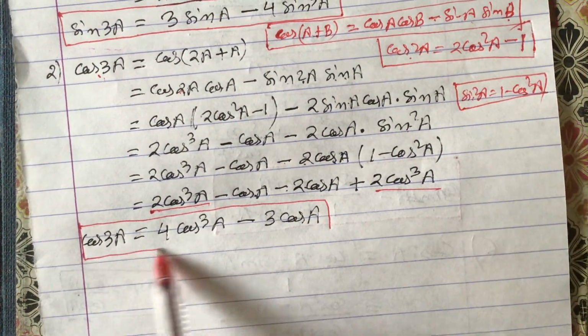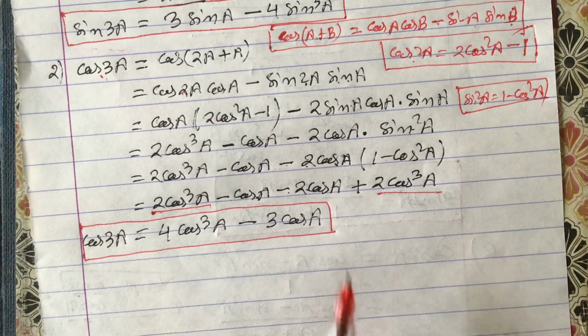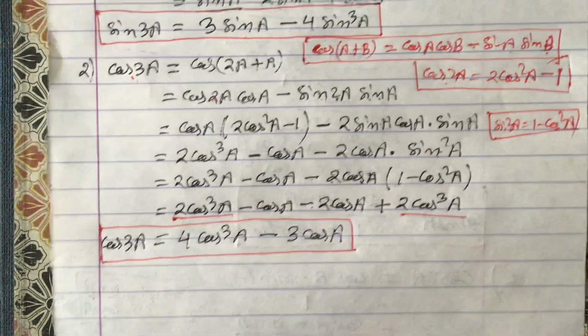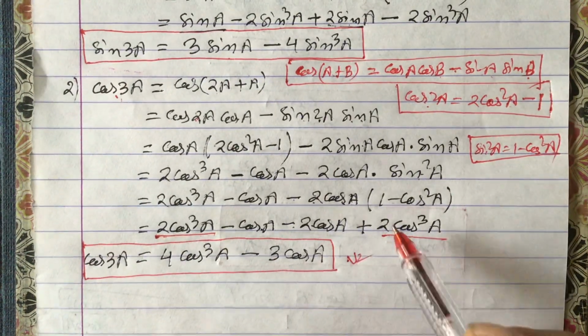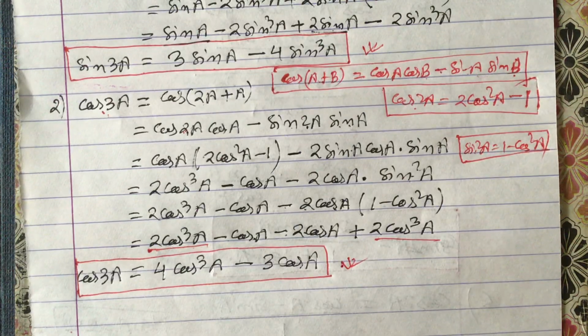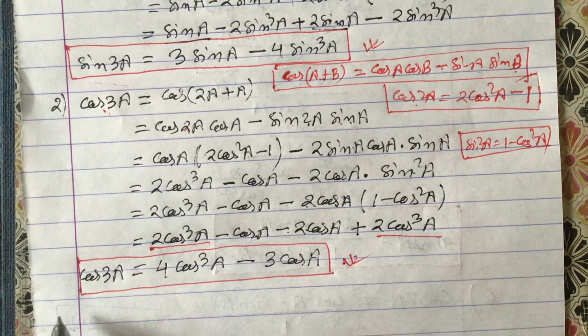No need to learn the formula of cos 3A in terms of tan or cot. No need. Only one formula for cos 3A. This is a very important formula. Cos 3A and sin 3A we have derived. Now let us derive for tan 3A also.